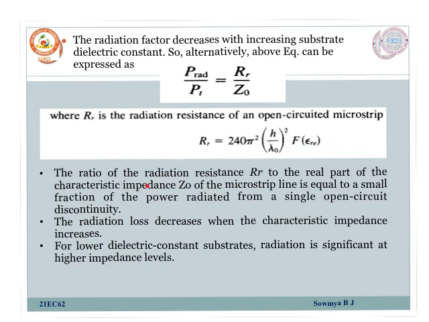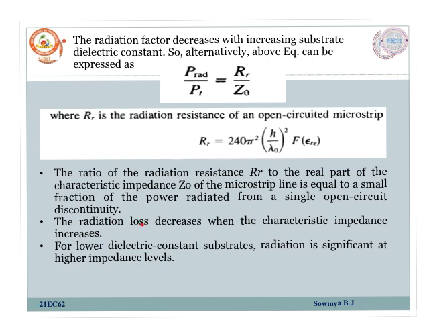Now, the ratio of the radiation resistance Rr to the real part of the characteristic impedance Z0 of the microstrip line is equal to the small fraction of power radiated from a single open circuit discontinuity.